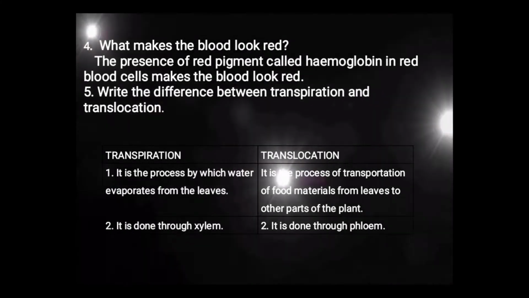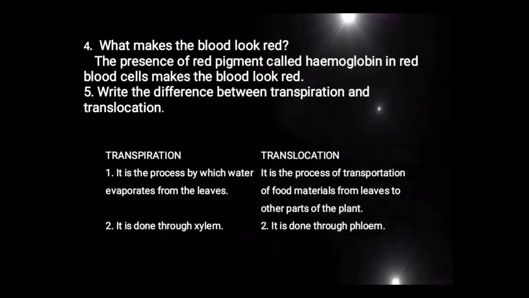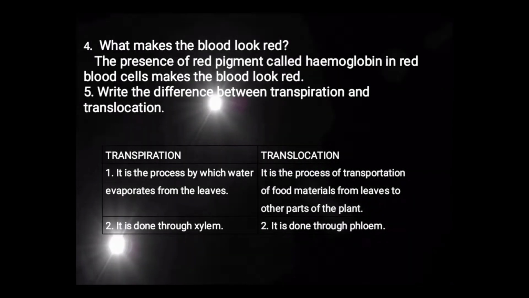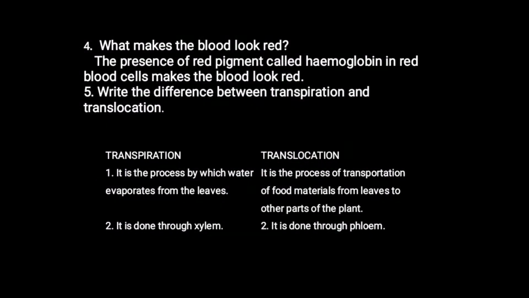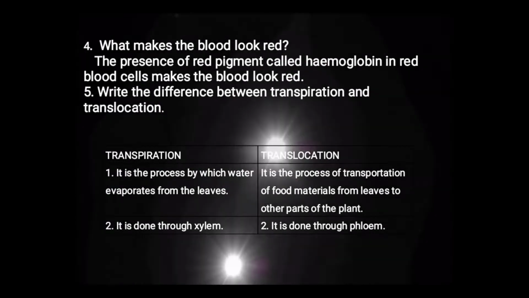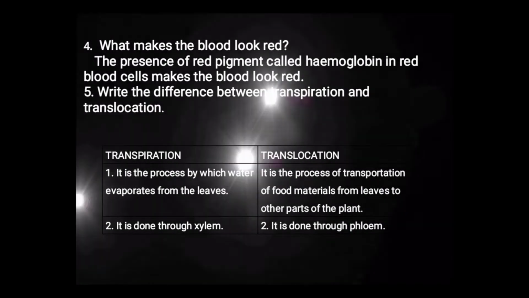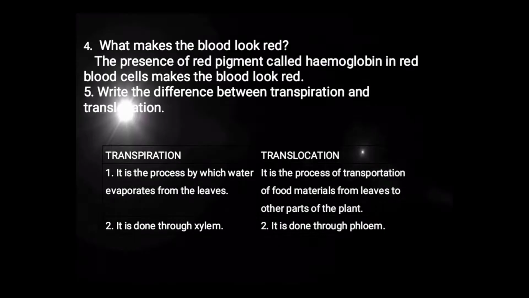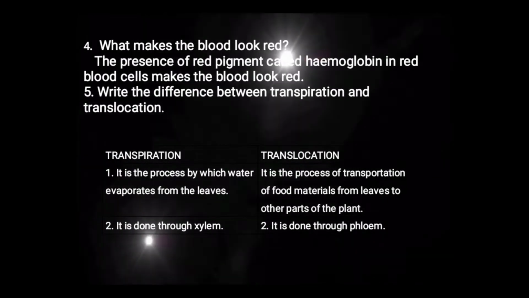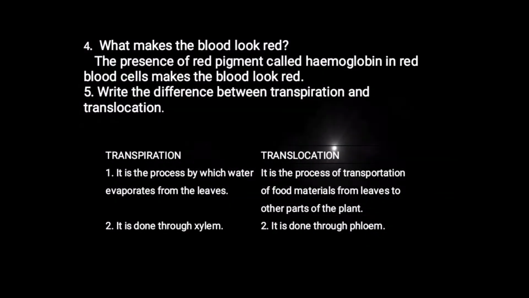Okay, so the second point is, transpiration is done through xylem. We already know that there are two vascular tissues. One is xylem tissue and one more is phloem, right? Xylem carries only the water, and phloem carries the food materials and nutrient materials, minerals, all those things. So translocation is done through the phloem vessel, right? So can you get it?